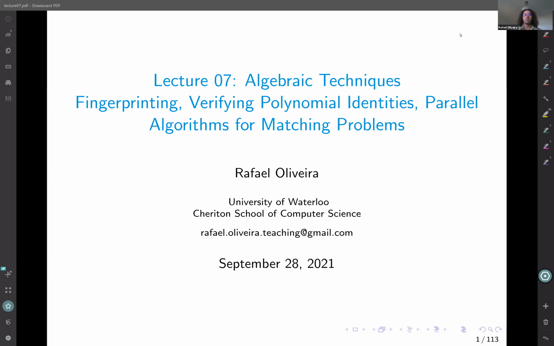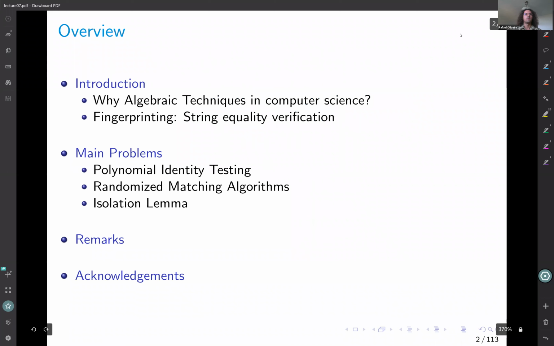Today we're going to talk about some algebraic techniques in computer science, okay? Those are going to be fingerprinting and how to verify polynomial identities, and also the prelude for parallel algorithms for matching problems, okay? So, what's the outline today?